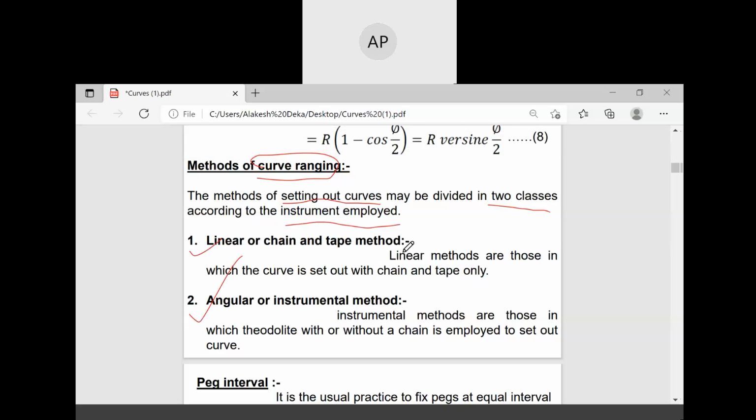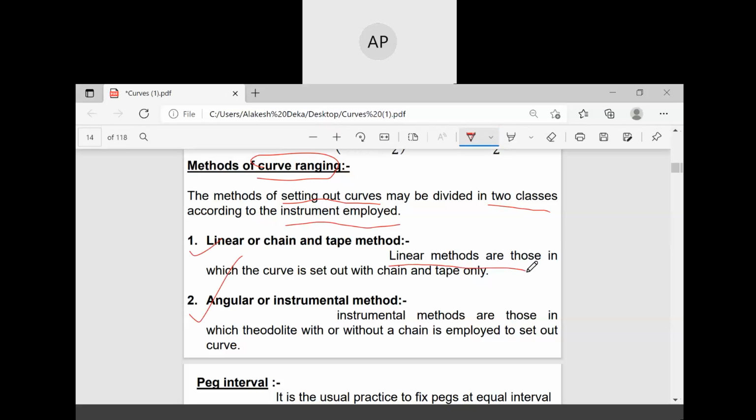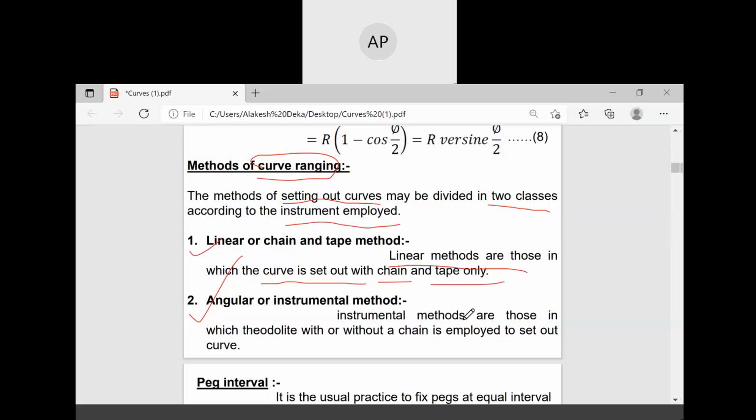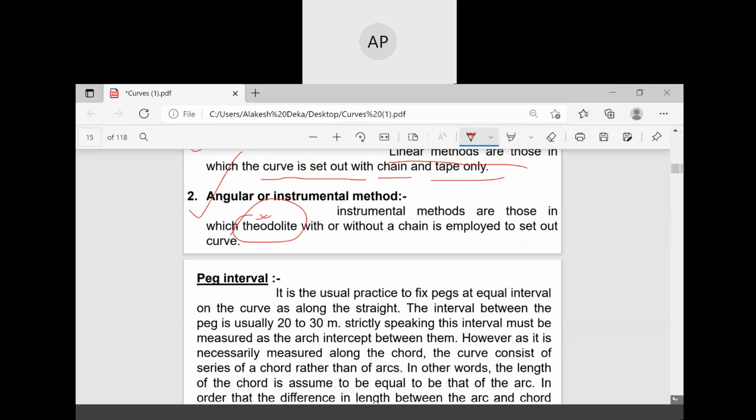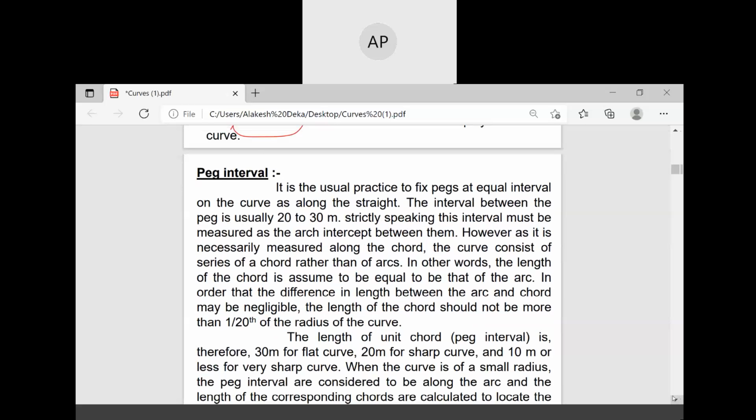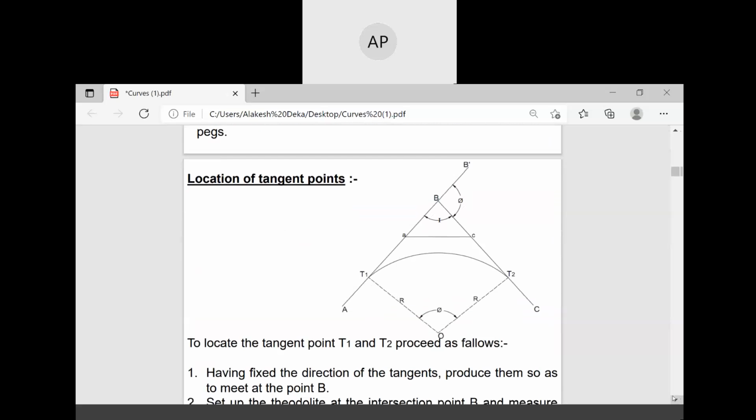Linear or chain and tape methods are those in which the curve is set out with chain and tape only. In the angular or instrumental method, we require a theodolite to find out the angle, and that is your angular measurement. Next is your peg interval.